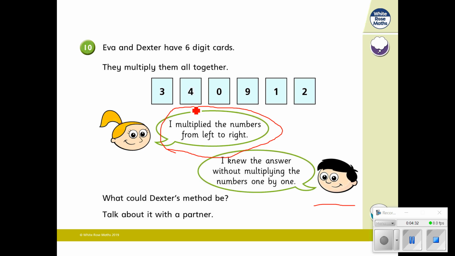Because even if you multiply 3 by 4 and get 12, okay, so I'm going back to what Eva did, multiplying the numbers from left to right, got 12. 12 times 0 is going to be 0. 0 times 9 is going to be 0. 0 times 1 is going to be 0. And 0 times 2 is going to be 0. So just the fact that there is a 0 in there means that Dexter knew that the answer was going to be 0 right from the beginning.